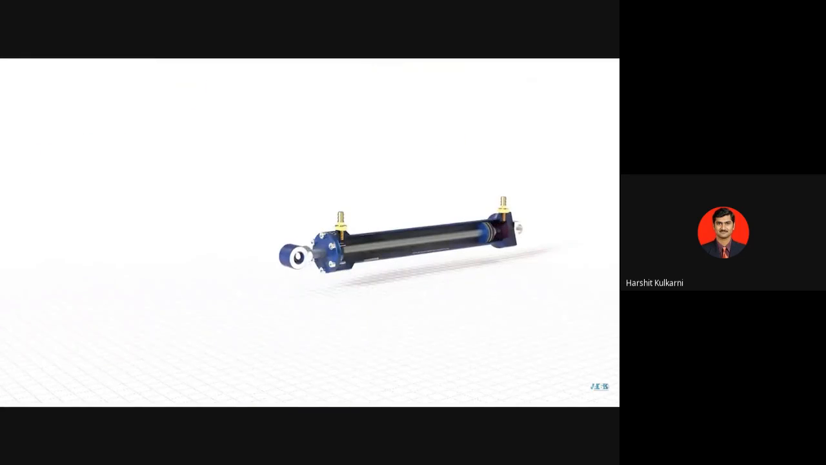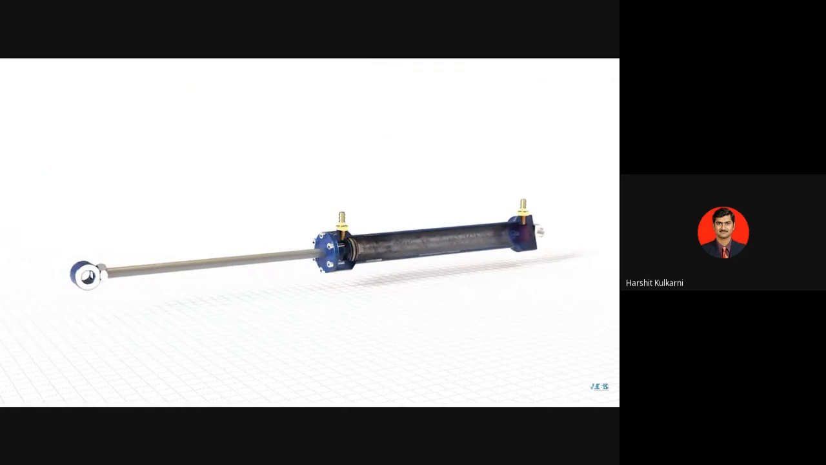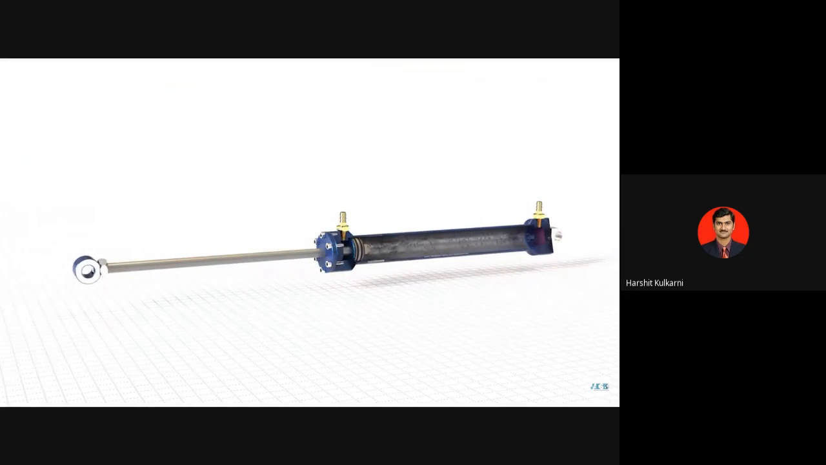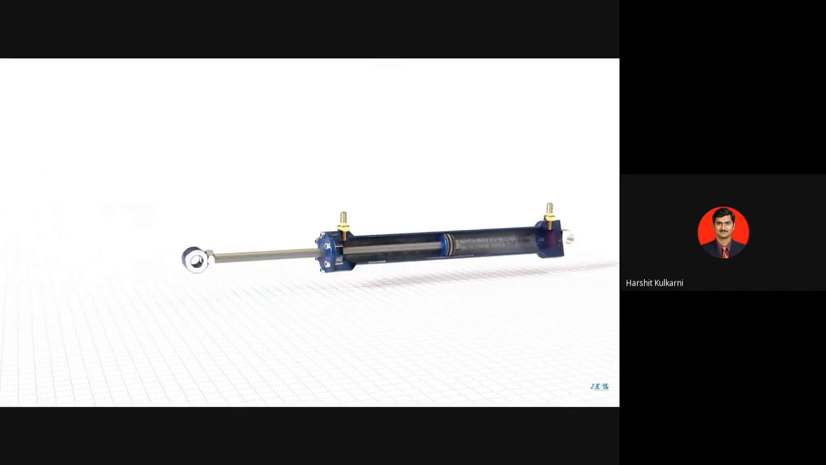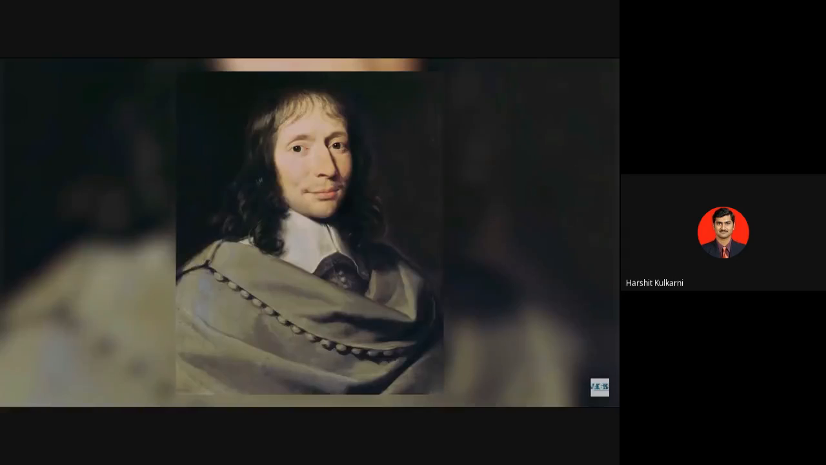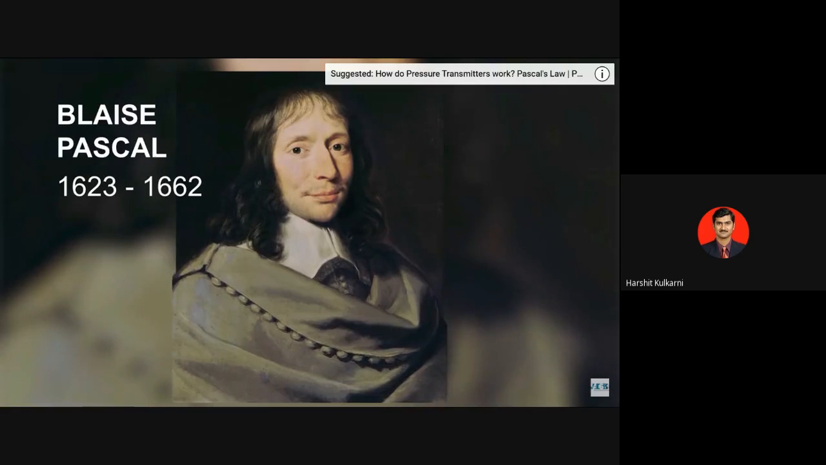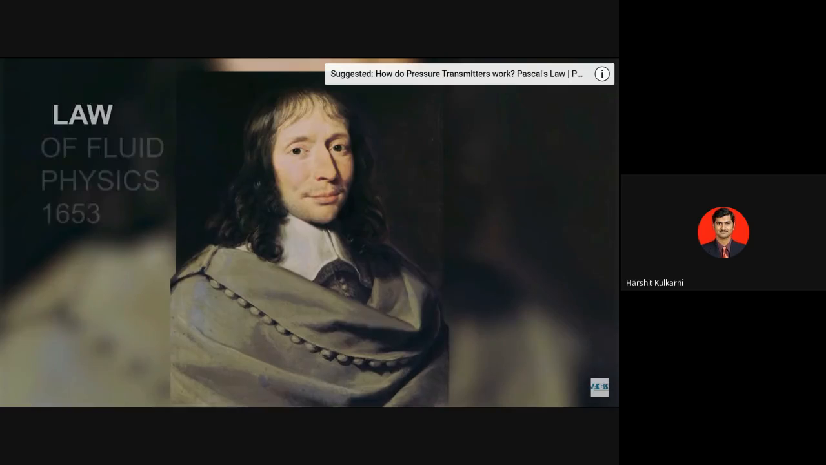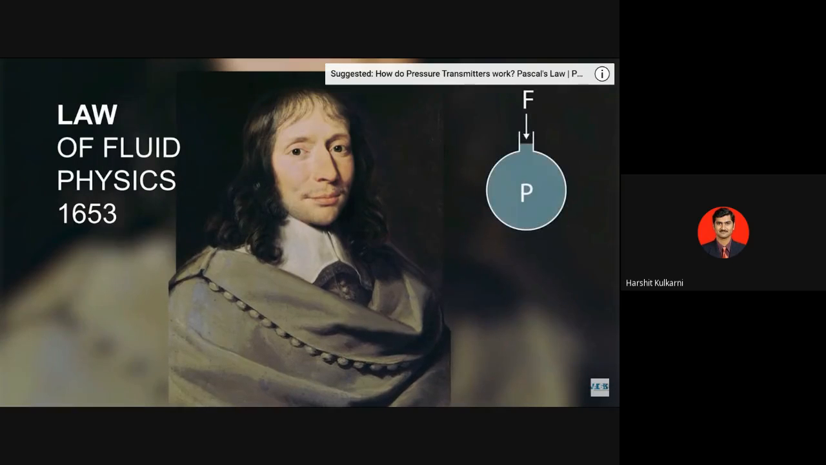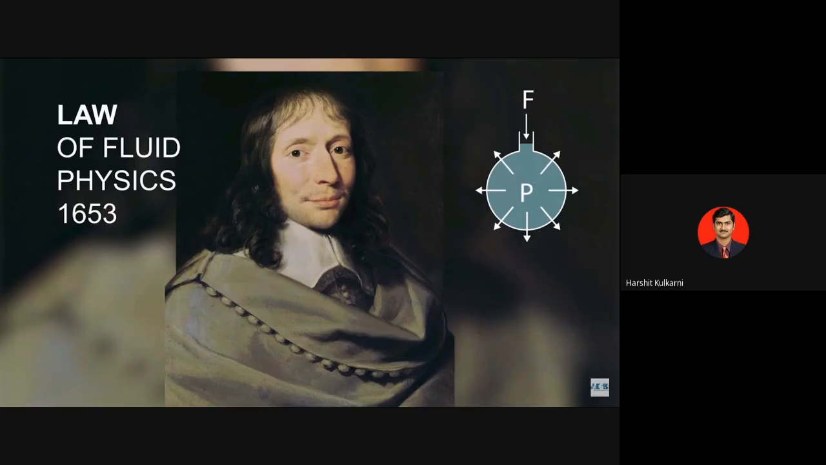Now let's understand the operating principle of a hydraulic cylinder. The model shown here is a double-acting hydraulic cylinder. In other words, this means that the system can extend or retract by using hydraulic fluid in both conditions. The hydraulic cylinder functioning is based on the principle of Pascal, given by B. Pascal, a well-known French mathematician who wrote the law of fluid physics in 1653.